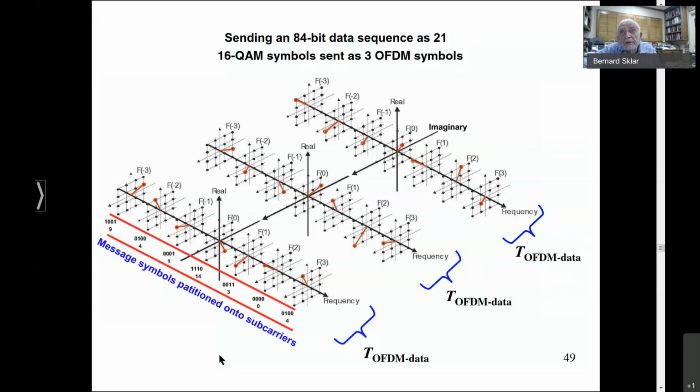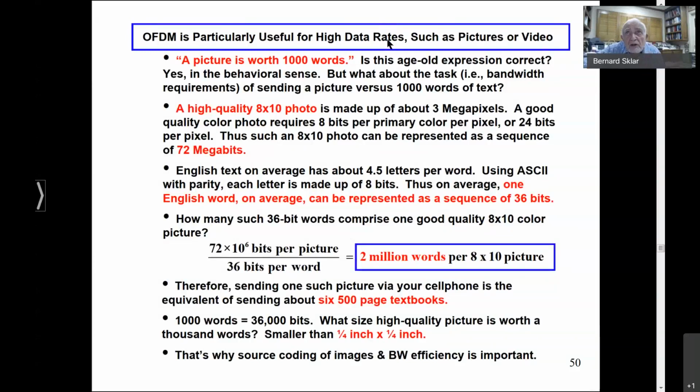Now, OFDM is particularly useful for high data rates like picture data. You know the old saying that a picture is worth a thousand words. And certainly that's an age-old expression, which is true in the behavioral sense. But what about when you're talking about comparing it to making these transmissions of bits and symbols and having bandwidth and data words? Is it worth a thousand words?